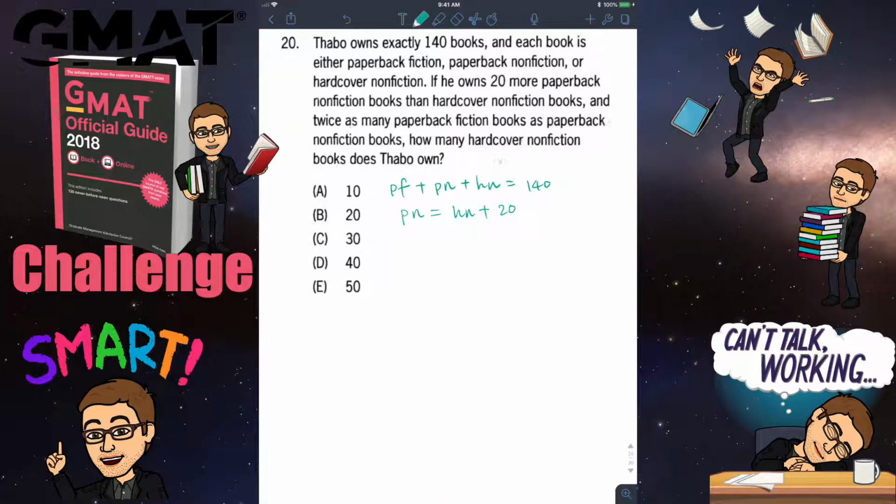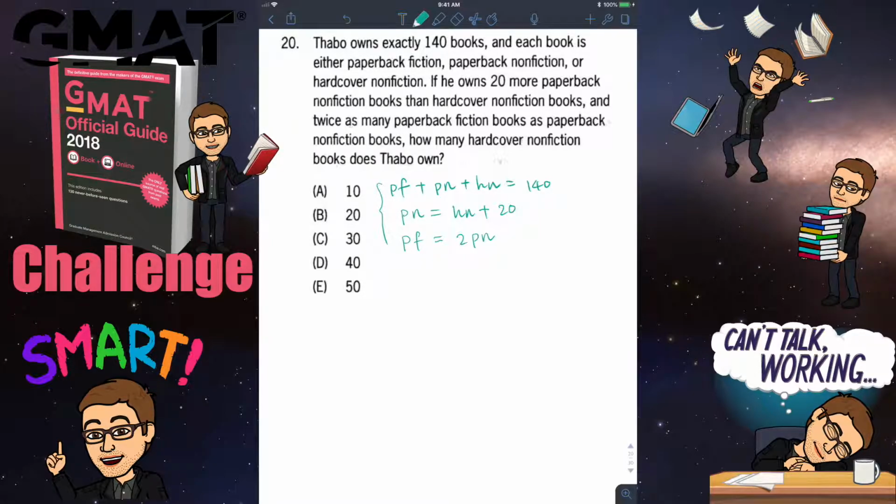That's the second equation. And then twice as many paperback fiction books as paperback nonfiction. So translate that into equations. Paperback fiction is twice as many as paperback nonfiction. So PF is 2 times PN. Now we have these three equations with three unknowns. You can definitely solve for them.